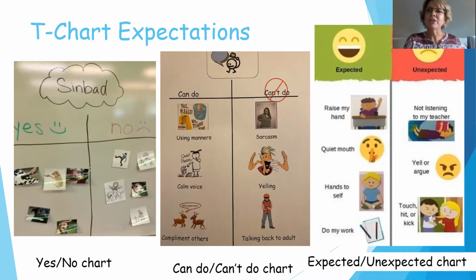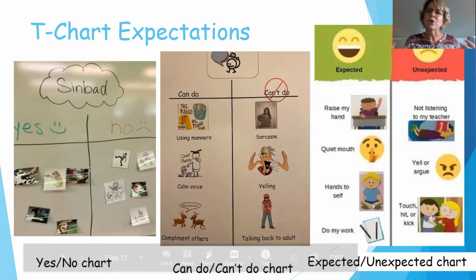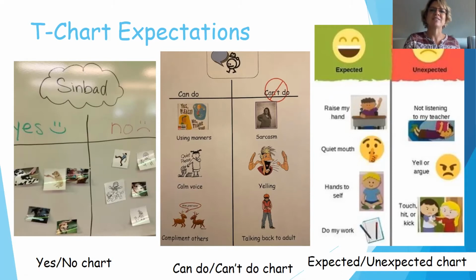You'll hear this language with our students a lot. We talk about expected and unexpected behavior. So here we are in class, and it's expected to raise my hand, to have a quiet mouth, hands to myself, and do my work. It's unexpected not to listen to my teacher, yell or argue, touch, hit, or kick. And so we tend to go over these types of rules or expectations at the beginning of the school year, maybe at the beginning of class every day. It's just very helpful to review those expectations ahead of time.